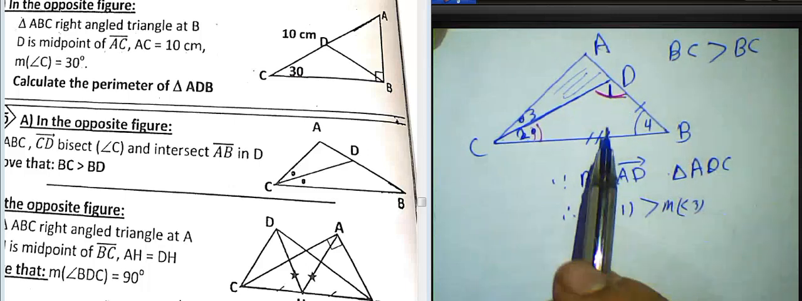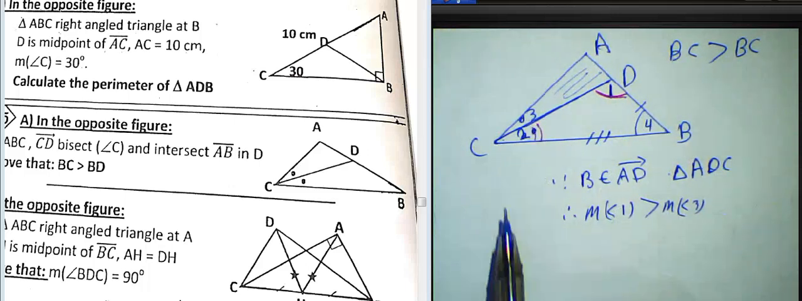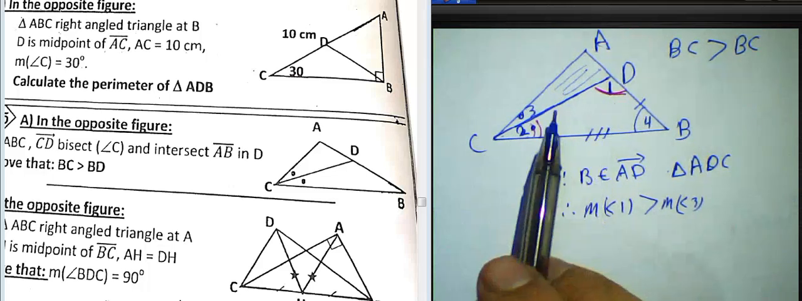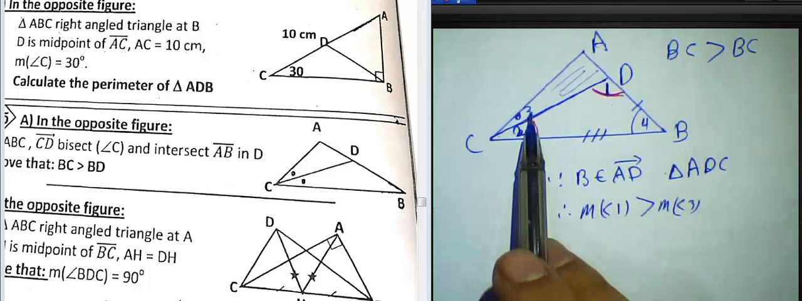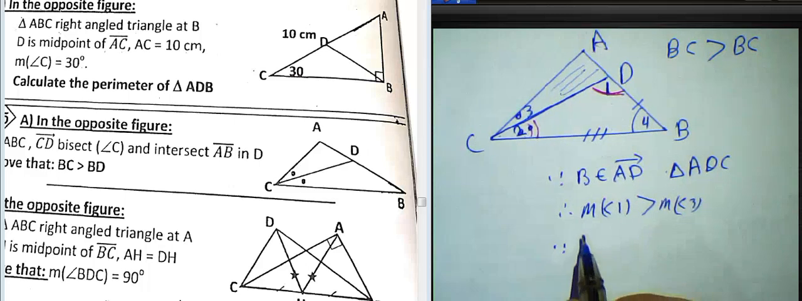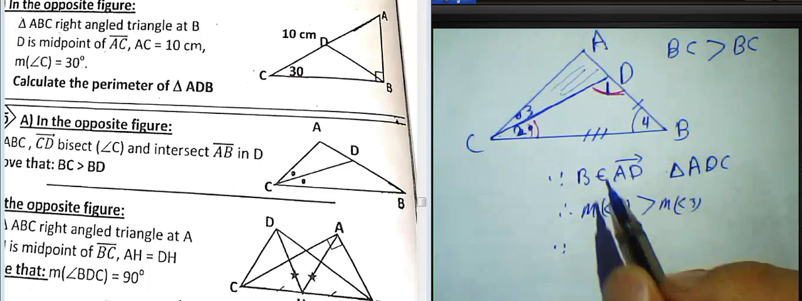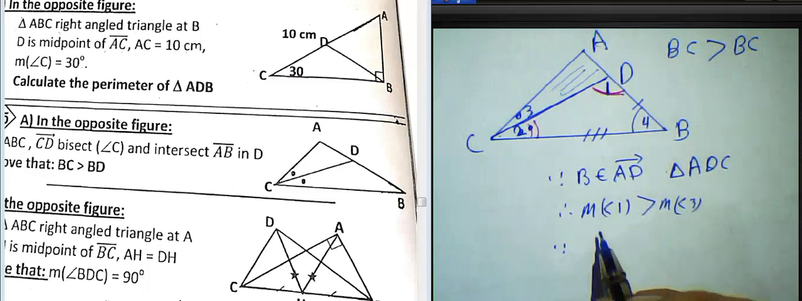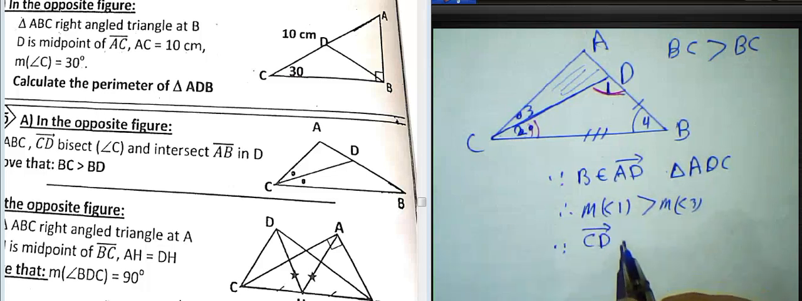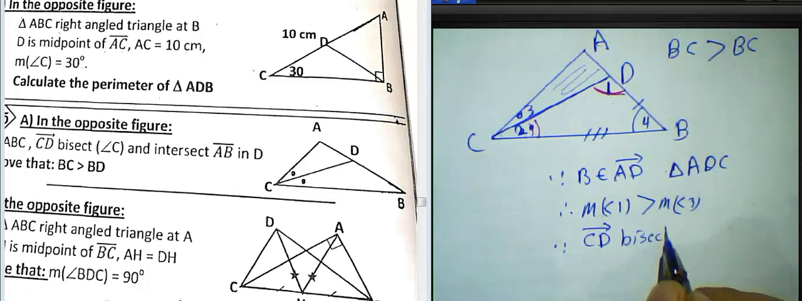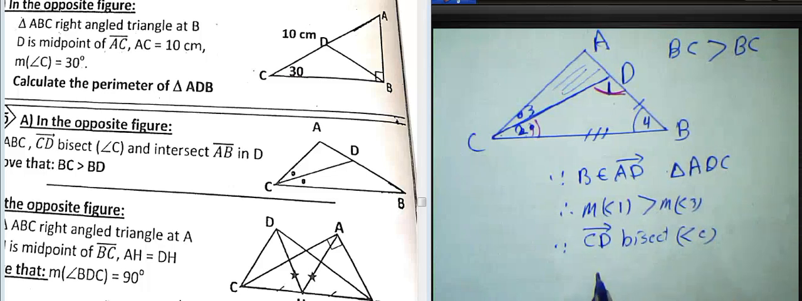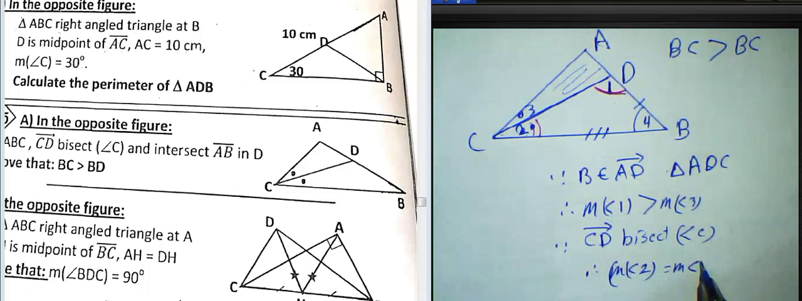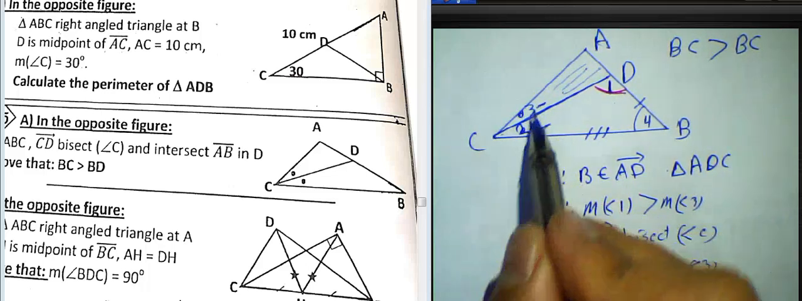Angle 1 is an exterior angle, and the measure of angle 1 is greater than the measure of angle 3. We have a straight line CD, or the ray CD, which bisects angle C, such that the measure of angle 2 will be equal to the measure of angle 3. Measure of angle 2 equals measure of angle 3.